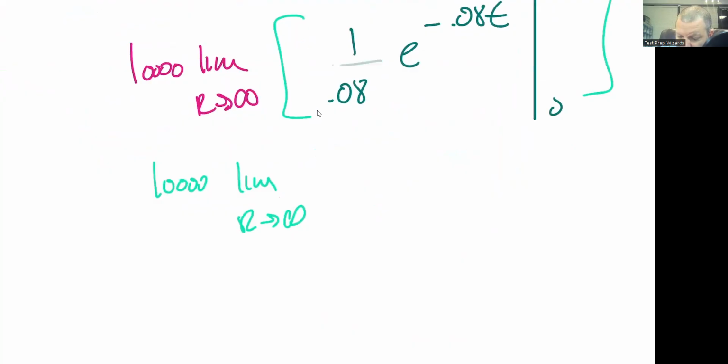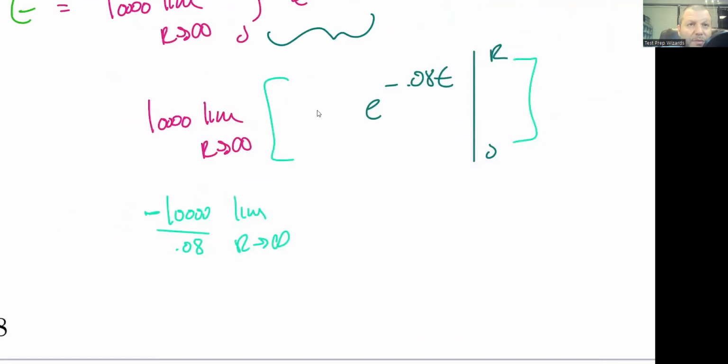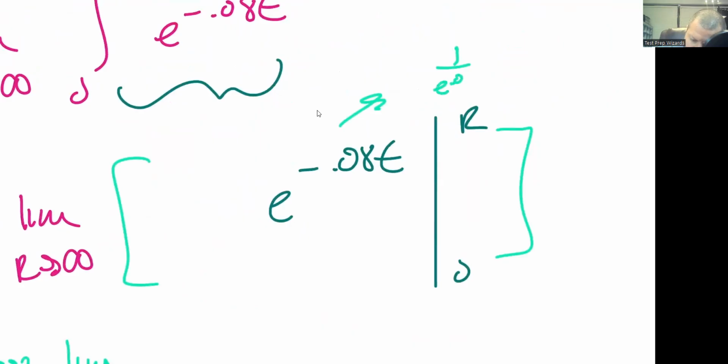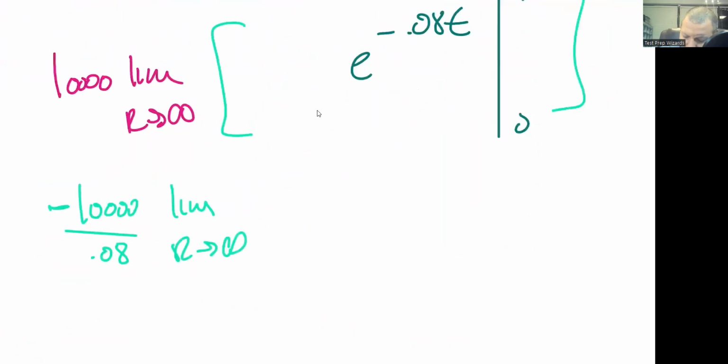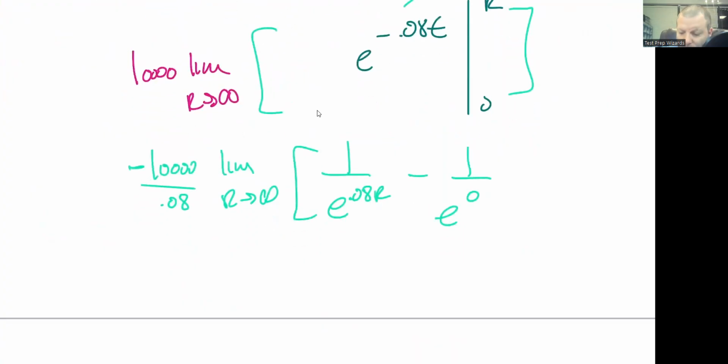So this is going to be negative 10,000 over 0.08. When I take this antiderivative, remember I have e to a negative, so this is the same thing as 1 over e to the 0.08 t. So I'm going to get 1 over e to the 0.08 r minus 1 over e to the, well, 0.